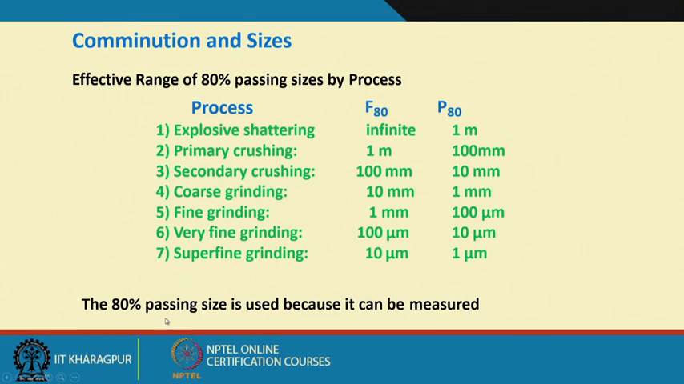So, why is the 80% passing size used? Because it can be measured easily in a laboratory process, where we have the sieve shaking machines, say, the ro-tap sieve shakers and all this, and we have already discussed it.